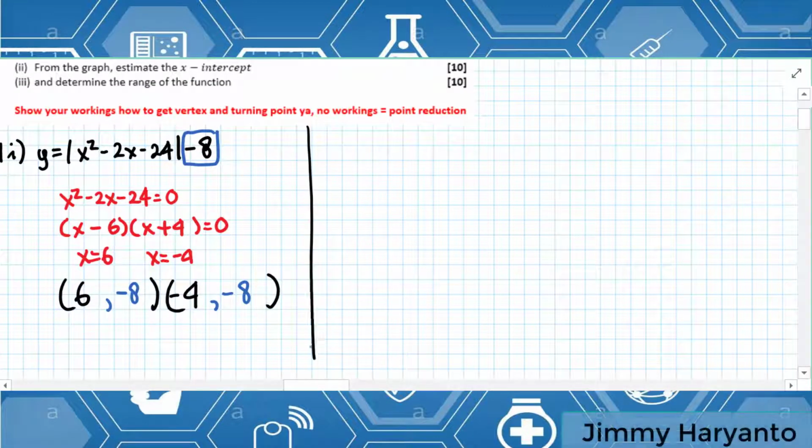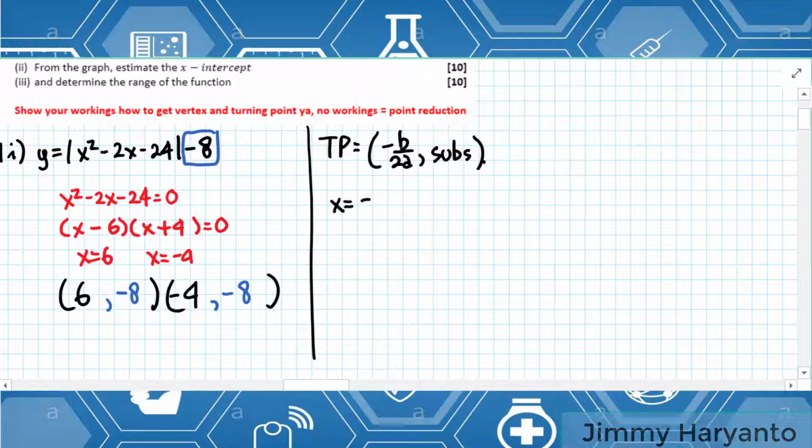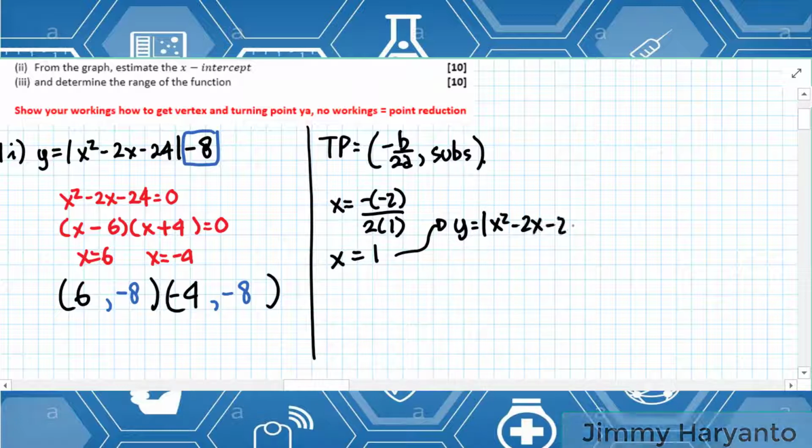Next is turning points. For turning points you have to use this formula, negative b over 2a, and then for the y, substitute. So x will be negative b, which is negative 2, over 2a, which is 2, so the result will be x equals 1. And then you have to substitute this into the function, all of it, not only the absolute, all of them.